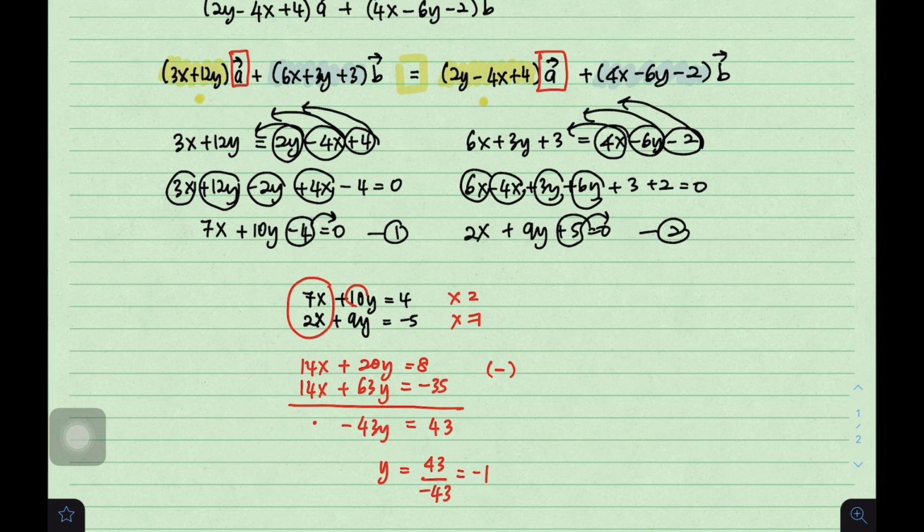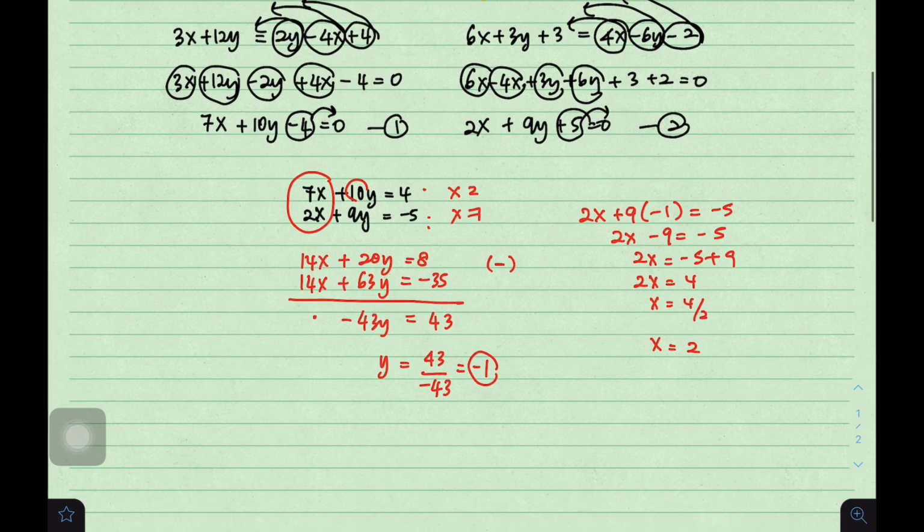Okay, so you can substitute negative 1 to any equation here. Okay, let's say I substitute in the second equation. So I have 2x plus 9, y is negative 1, equal to negative 5. 2x minus 9 equal to negative 5. 2x equal to negative 5 plus 9. 2x equal to 4. So x is equal to 4 over 2. Therefore, x is equal to 2. Okay, so I get the answer x is equal to 2, y is equal to negative 1.